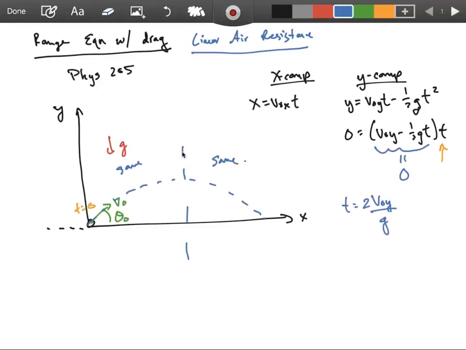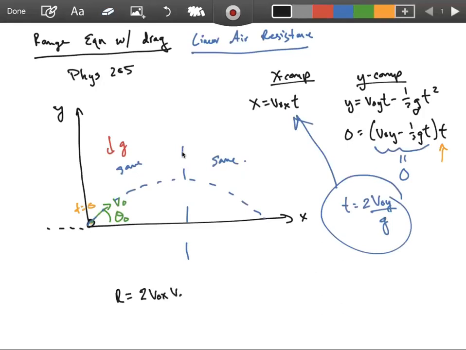This is when it hits the ground, and if I put it in here, that gives me the range. So the range is equal to 2 times v initial x times v initial y, all divided by g. This is what we call the range equation. I'm going to leave it in this particular form instead of using my double angle formula, and just leave it this way.